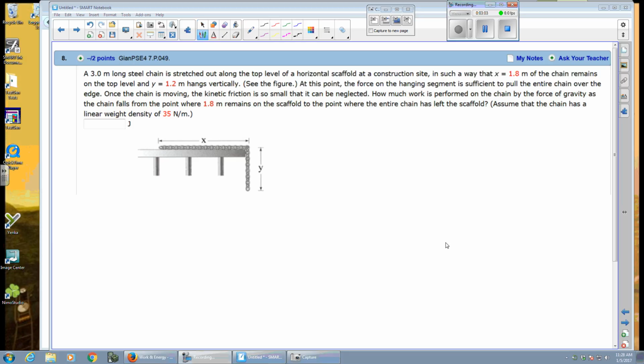So you have the heavy chain on the scaffold here, and I have 1.8 meters up here, so 1.2 meters hanging down here. Over the edge, once the chain is moving, friction is so small that it can be neglected, so it does no work on it. How much work is performed on the chain by the force of gravity as the chain falls from this point until the entire chain has left the scaffold?